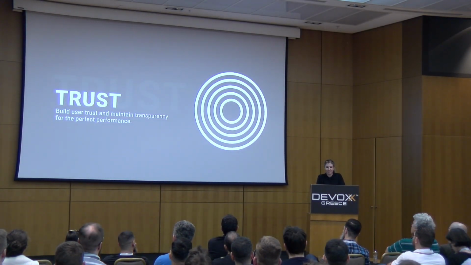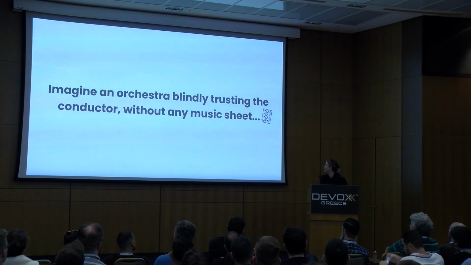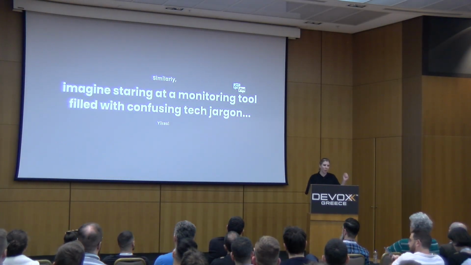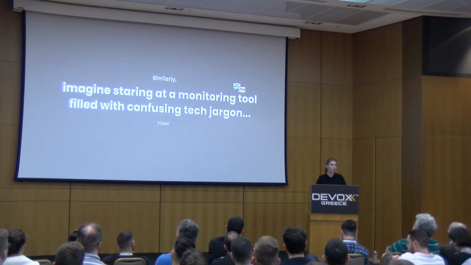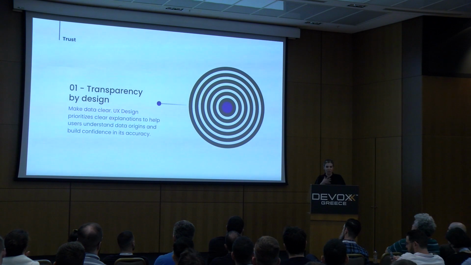The second area that UX contributes is trust. So imagine an orchestra where they're blindly trusting the conductor without any music sheet. And similarly, think about you're opening up a monitoring tool and you're during an incident and it has tech jargon that you have no idea what that is, and you need to figure out what to do. Building trust with users can help them understand their data, build confidence in the accuracy of the data. So UX can help you achieve transparency.